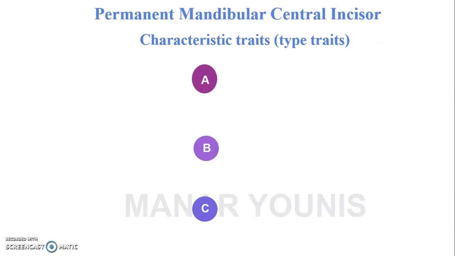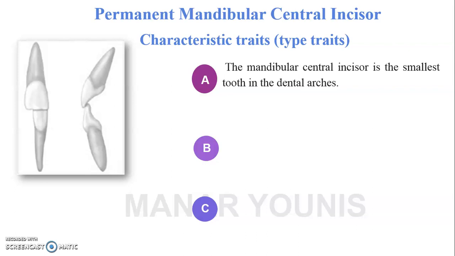Now moving to the permanent mandibular central incisor. The characteristic traits of this tooth, or the type traits that differentiate this tooth from all other teeth in the dental arches, is first, the mandibular central is the smallest tooth in the dental arches. As you can see here, its mesodistal diameter is a little more than half the mesodistal diameter of maxillary central. As you remember, the mesodistal diameter of maxillary central incisor is 8.5, while that for the mandibular central is 5 millimeters only.